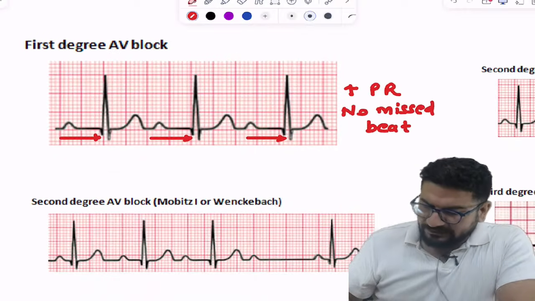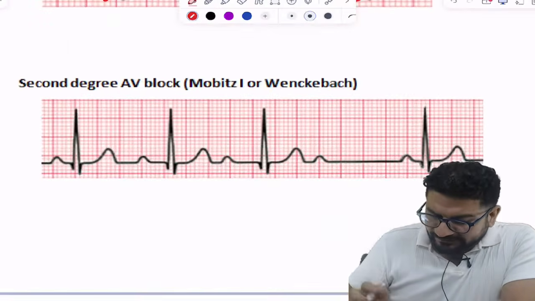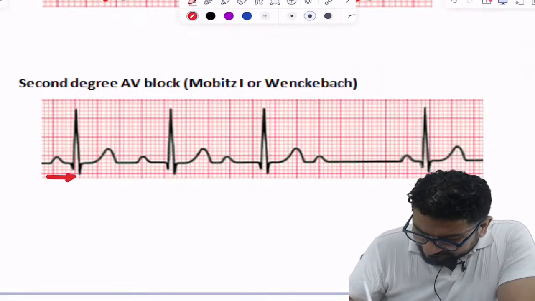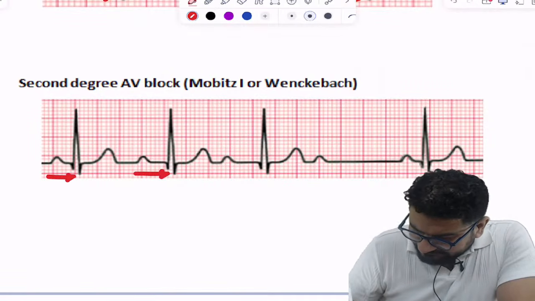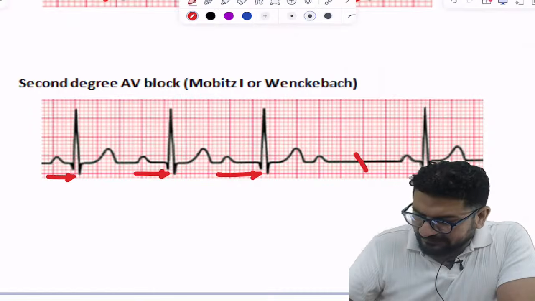Now look at this. When we say second degree AV block, look at this again. So you can see an increase in PR, and you can see here a drop beat.